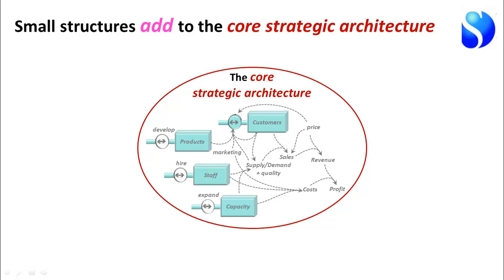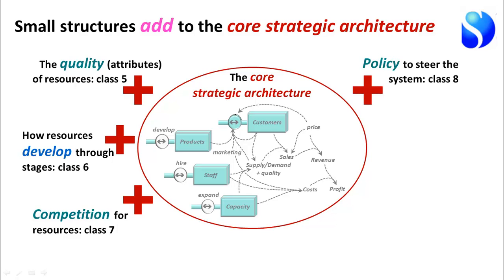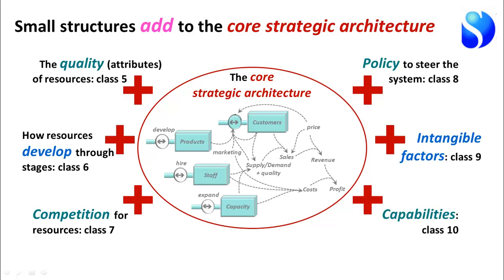And once you've got that core, you can then add details to it. So in class 5, we talk about the attributes or qualities of resources: bigger customers, more profitable customers, not just customer numbers, products that are very appealing to customers rather than less appealing, staff with more experience and less experience, and so on. In class 6, we talk about resources developing through stages, product pipelines, for example, or customer pipelines. In 7, we talk about competition. In 8, we talk about policy. In 9, these intangibles, things like reputation, morale, data and information come up. And in class 10, we talk about capabilities.